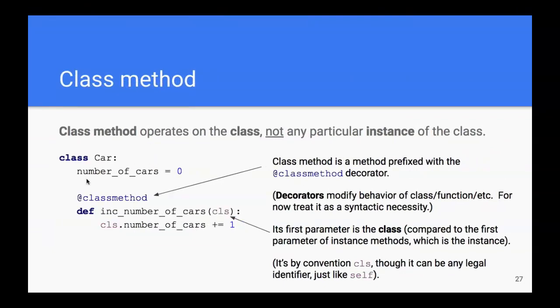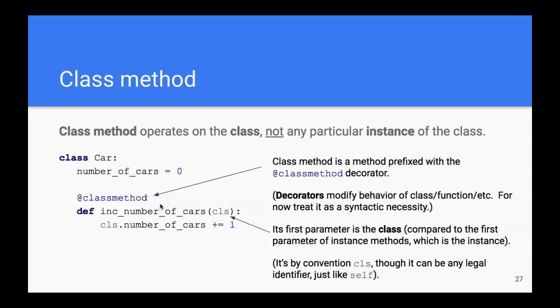So number of cars, again, is a class attribute. Now, what a class method is, it operates on the class, right? Not any particular instance of the class. It operates on the class. Now, it is just a method, just like an instance method. However, this method is prefaced with a @classmethod decorator.